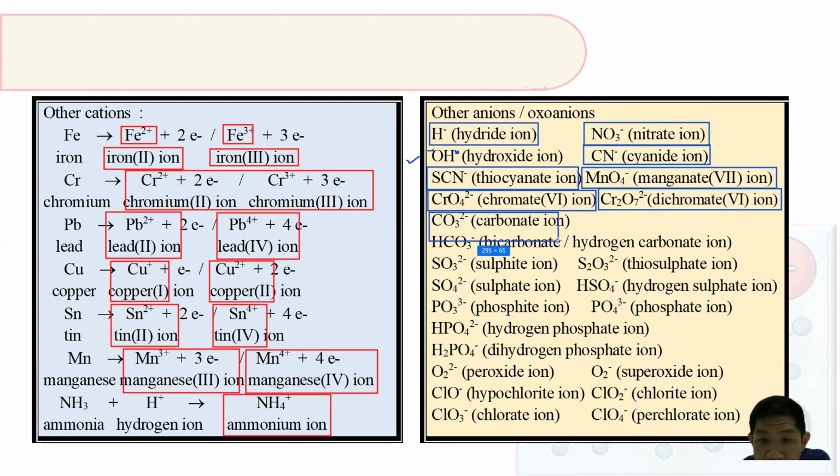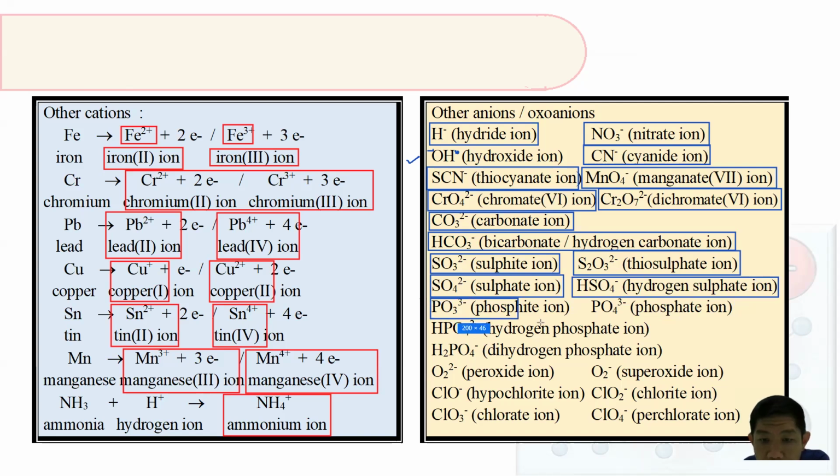We have carbonate ion. We have bicarbonate or hydrogen carbonate ion. We have sulfite ion, SO3 2 minus. We have thiosulfate ion, S2O3 2 minus. We have sulfate ion, SO4 2 minus. We have hydrogen sulfate ion, HSO4 minus. We have phosphite ion, PO3 3 minus. And we have phosphate ion, PO4 3 minus.